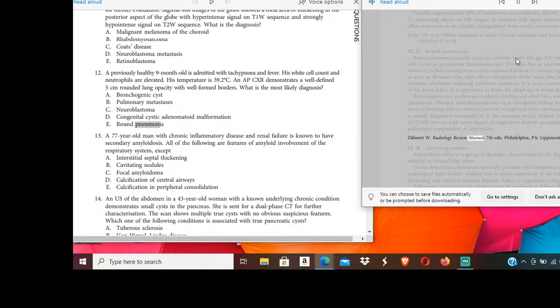Dähnert W. Radiology Review Manual, 7th ed. Philadelphia, PA, Lippincott Williams and Wilkins, 2011:420. 13. B. Cavitating nodules, amyloidosis.